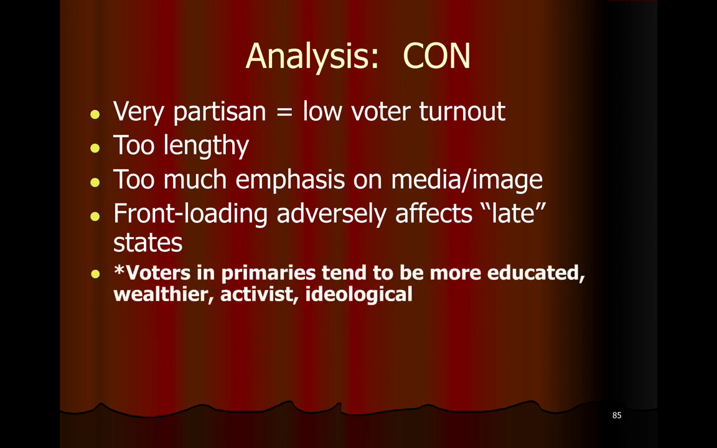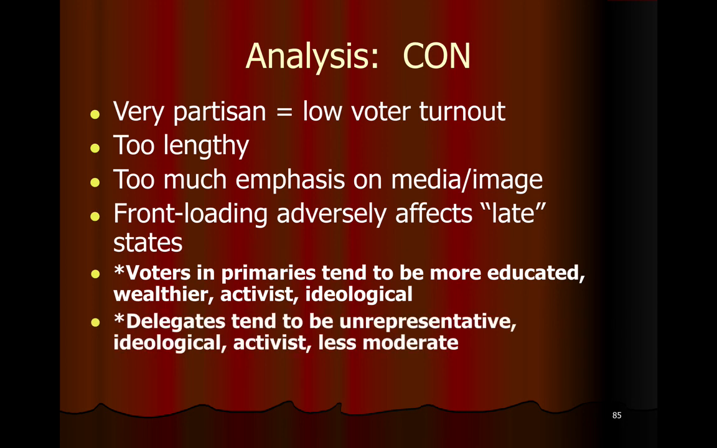So people who vote in primaries tend to be more educated, they tend to be wealthier, but they also tend to be very ideologically extreme compared to average voters. They tend to be more activist. And the delegates who attend the National Party conventions tend to be unrepresentative of the party as a whole. So there's a certain type of average Republican voter or average Democratic voter, but the people who get to vote for the candidate actually at the National Party convention are handpicked by the state parties themselves.